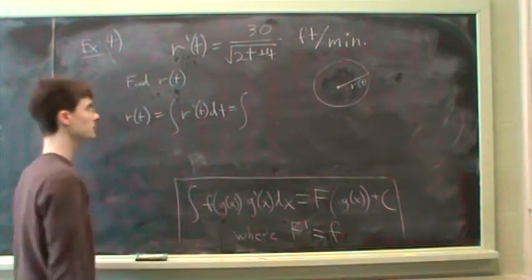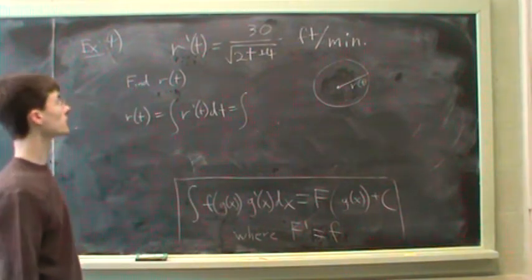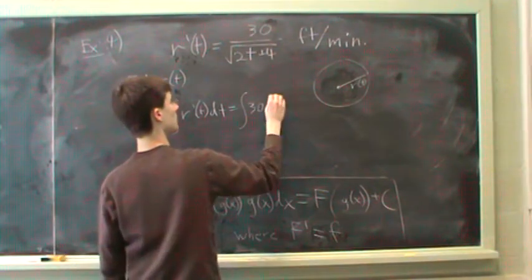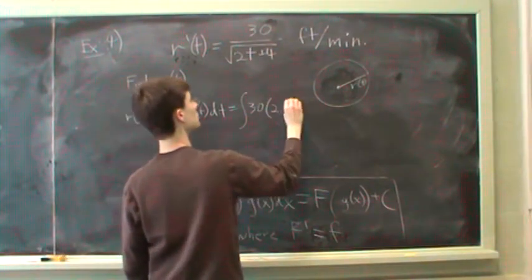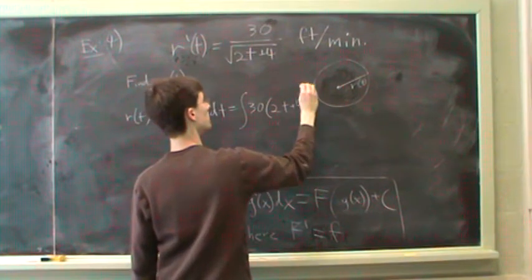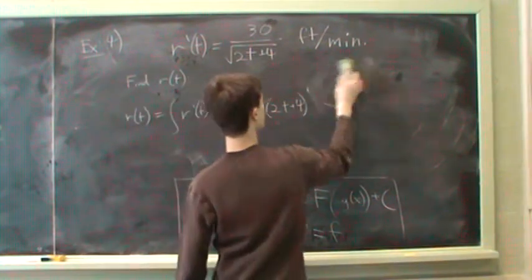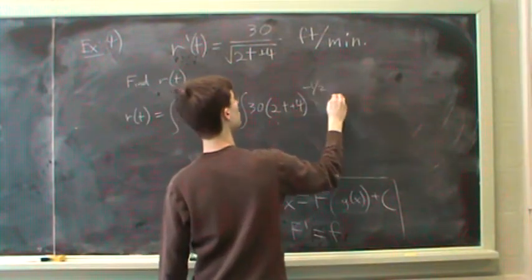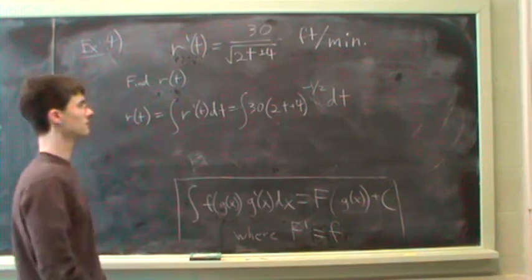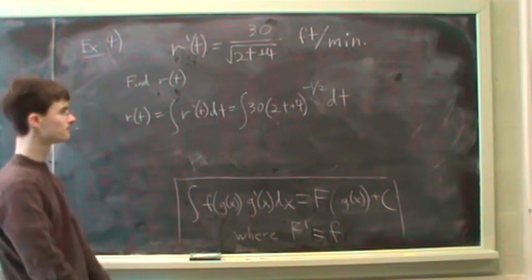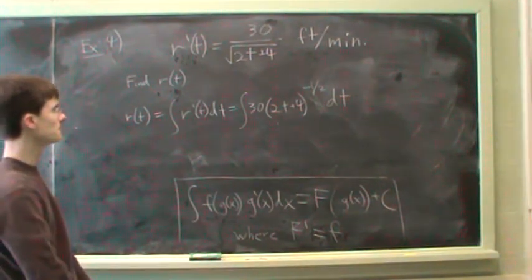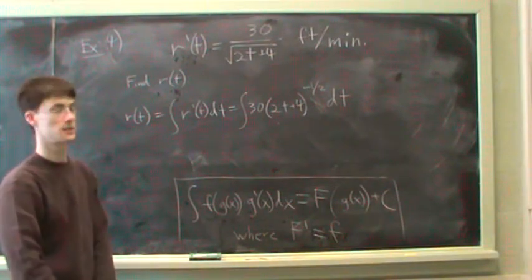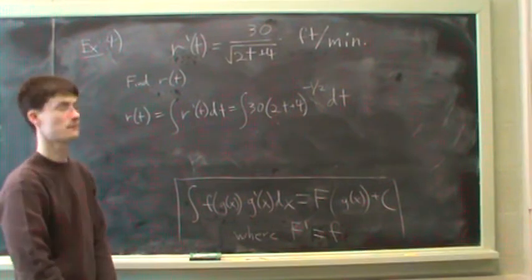So we end up wanting to do the following integral. We want to integrate, I'm going to rewrite this expression as 30 times the quantity 2t plus 4 to the negative 1/2 dt. We want to do that integral. And it looks complicated. So what we're going to do is use substitution.